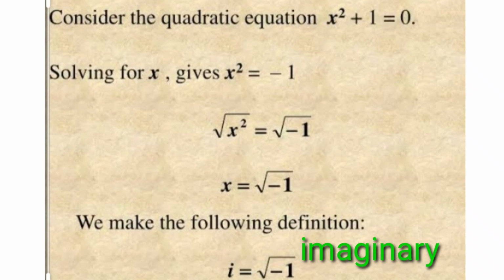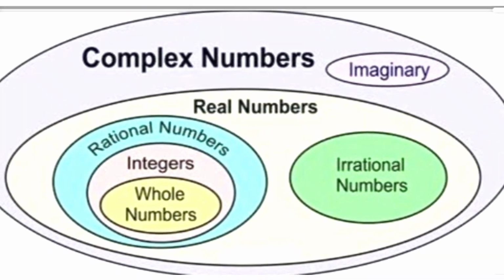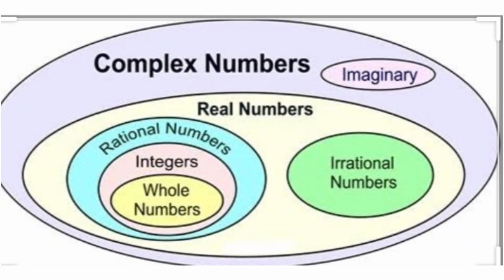Now you realize it is inadequate to use the real number system R to find the solution of such equations. Thus, we extend the system of real numbers to another one called the complex number system that allows square root of negative real numbers.